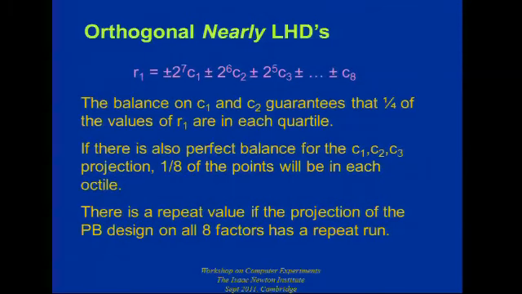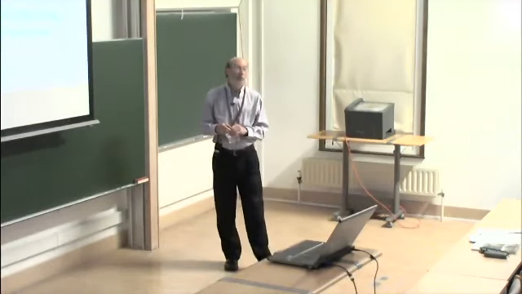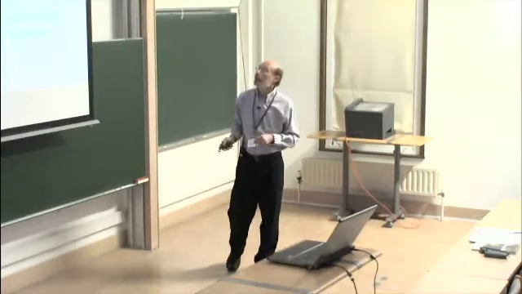If you want to know about the octants, you have to look at the projection onto three factors, and those tend not to be uniform for the Plackett-Burman designs. If you had a 3-factor projection, and this does happen sometimes, where one of those doesn't occur, you might have an octant that has no points at all.